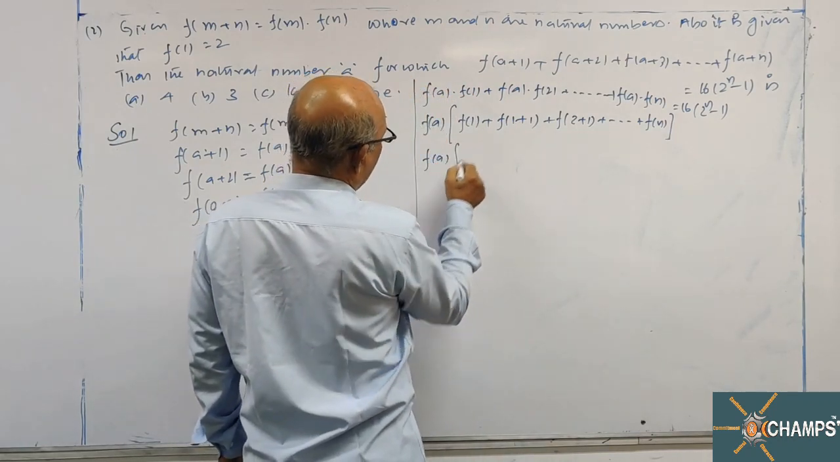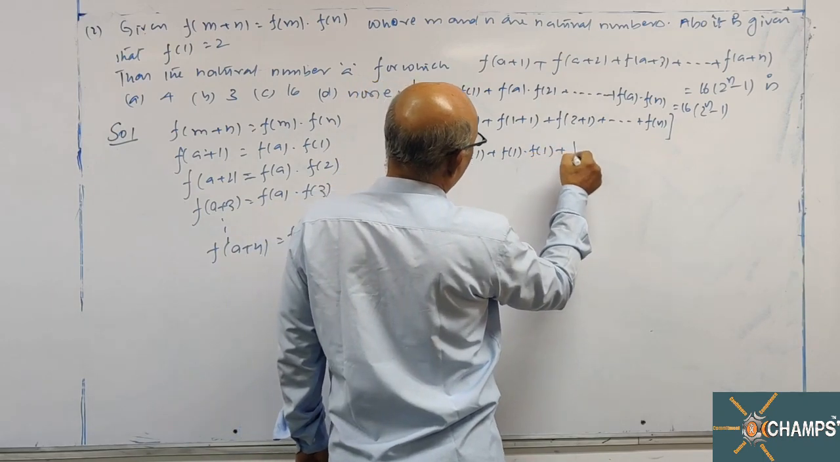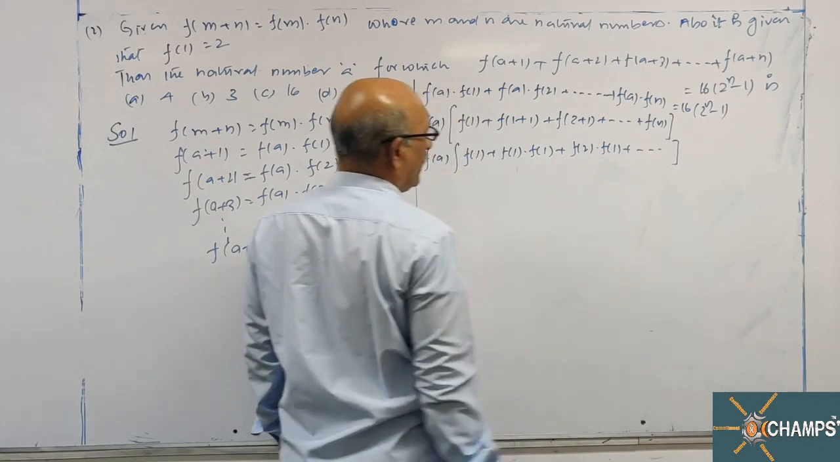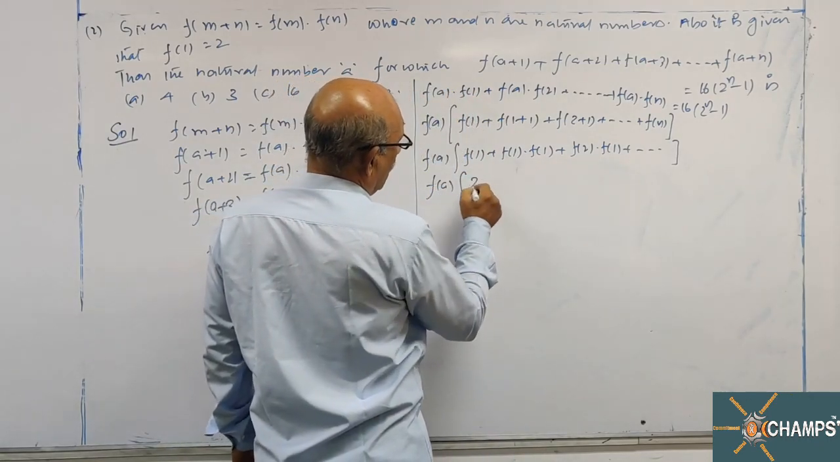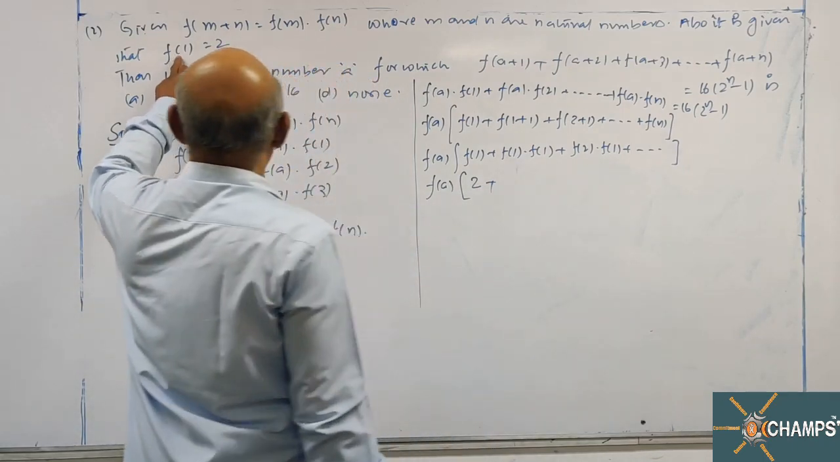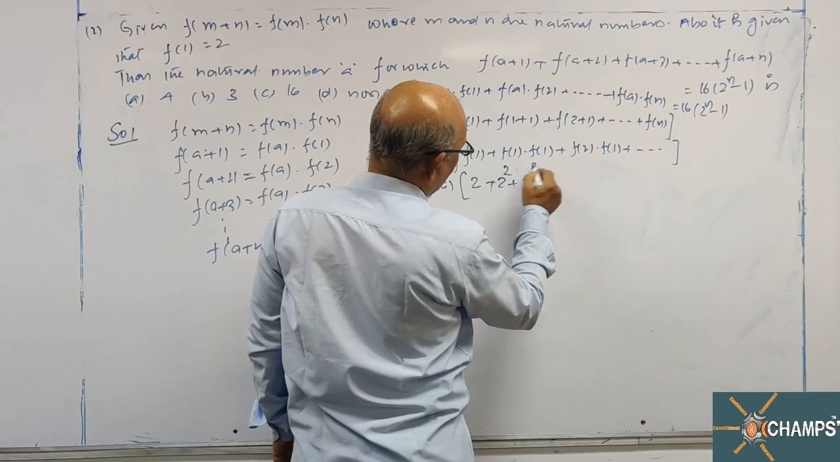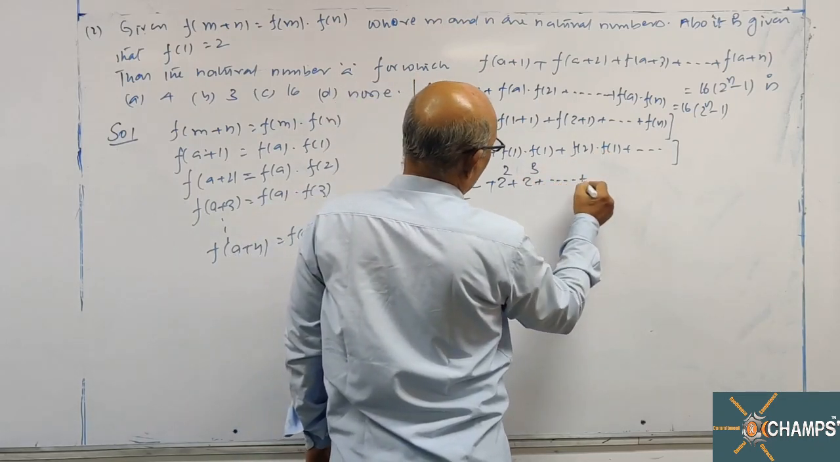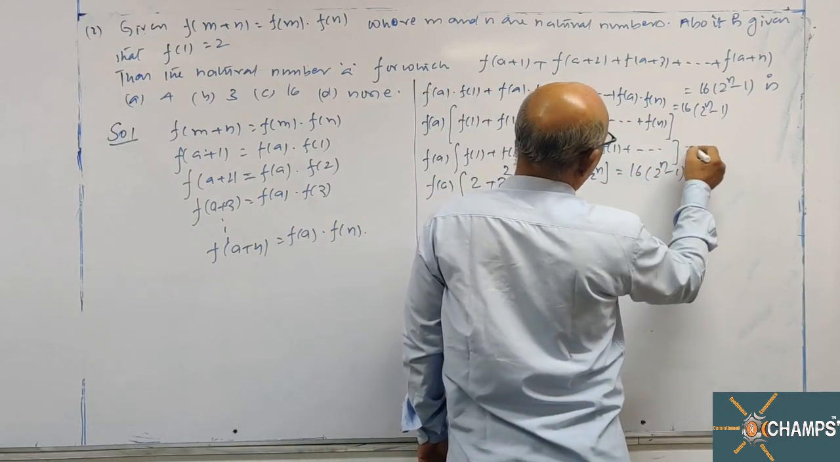So f of a into f of 1 plus f of 1 into f of 1 plus f of 2 into f of 1 plus etc. up to n terms. F of a into 2, f of 1 is given as 2, this is 2 square, this can be written as 2 cube, f of 2 can be replaced with 2 square, so 2 power n. This is equal to 16 into 2 power n minus 1.